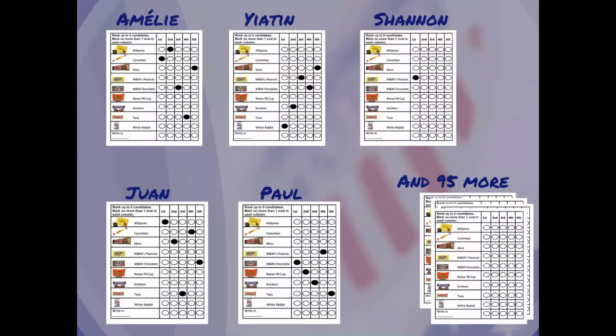Yatin, her first choice is White Rabbit, a Chinese candy. Second choice is Snickers. Third, M&M's peanuts. Fourth, M&M's chocolate. And fifth, Mars bar. Shannon only put one choice.